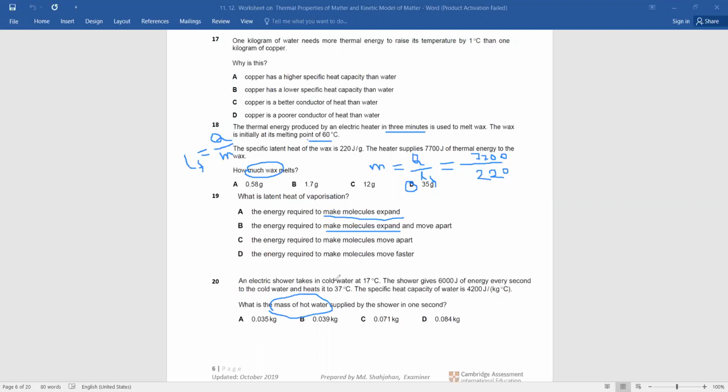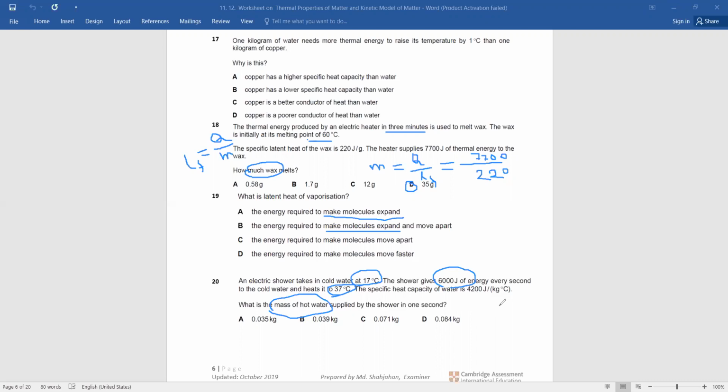The electric shower is taking in cold water at 17 degrees Celsius. The shower gives 6,000 joules of energy every second to the cold water and heats it to 37 degrees Celsius, right? The specific heat capacity of water is 4,200 joules per kg degree Celsius. What is the mass of water supplied by the shower in 1 second?